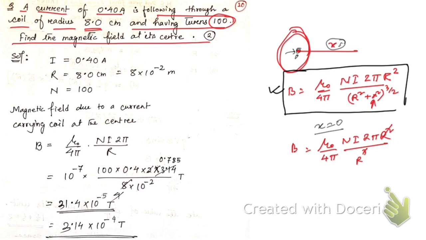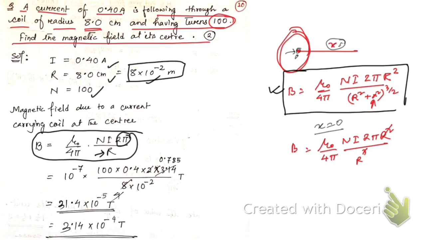So that's why I have used this formula here, and I put the given values here. This is r, the radius is given, and 2 pi is 2 into 3.14. Okay, so 2 cancels 8 to give 4, and 4 cancels 3.14 to give 0.785, and if you multiply 100, 0.4 and 0.785, then it gives 3.14.